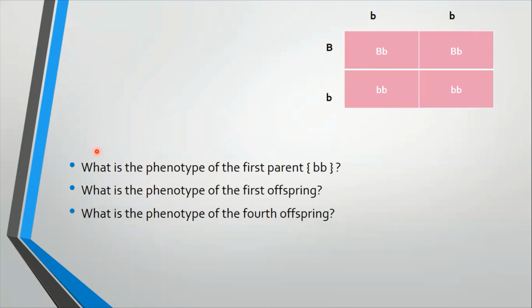Okay, the next question says, what is the phenotype of the first parent, B small, B small? So here we have the first parent, that is B small, B small, over here. So we said that it is homozygous recessive. So it will have blonde hair. So it will be blonde.